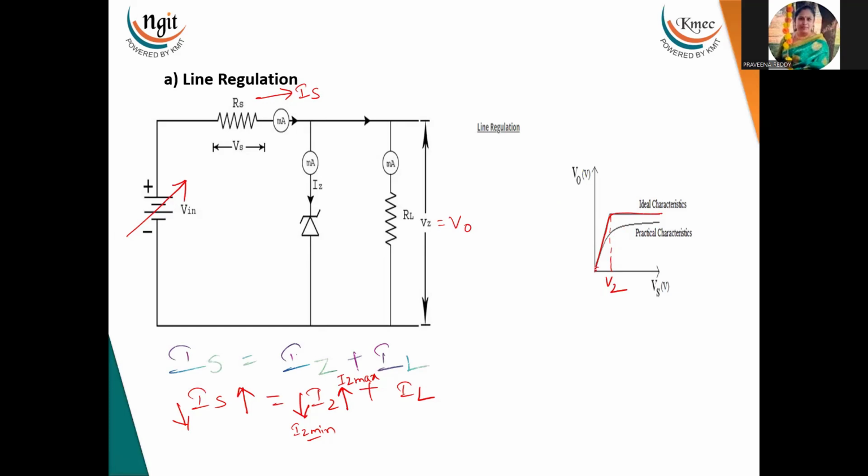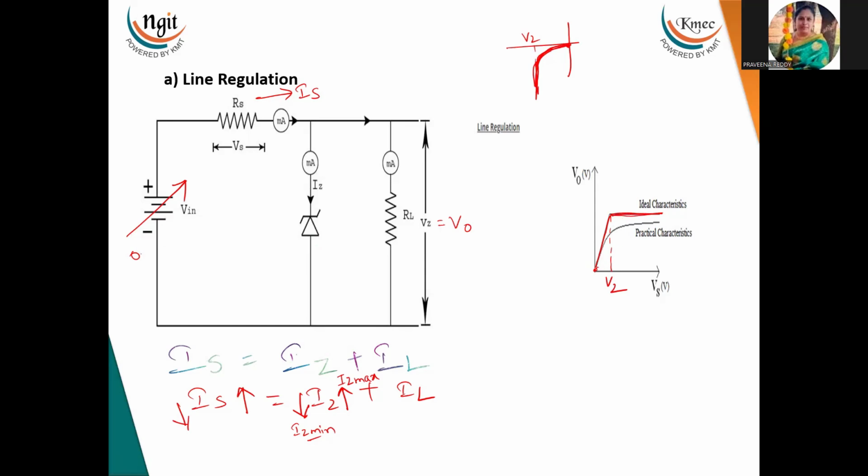What does that mean? If you see the characteristics of the Zener, at 0 input it is 0, and across the Zener also 0 only. As you go on increasing the input voltage, only when it reaches the Zener voltage does it maintain the constant voltage. Otherwise the Zener voltage also varies linearly, so the output voltage also varies linearly. Once the breakdown occurs, if the input voltage is more than the breakdown voltage, then the output is constant.